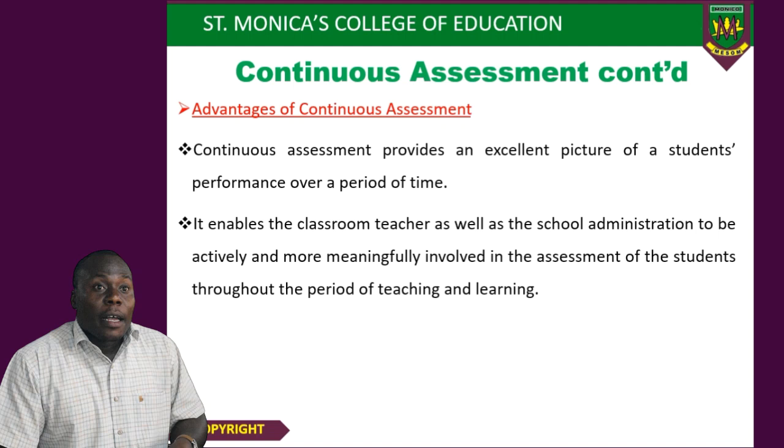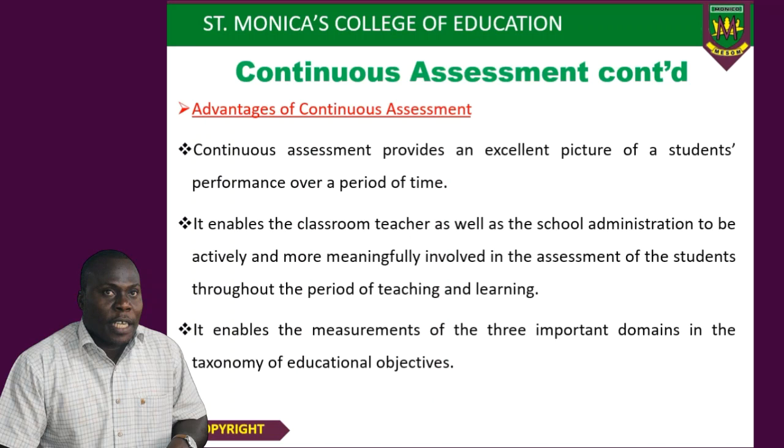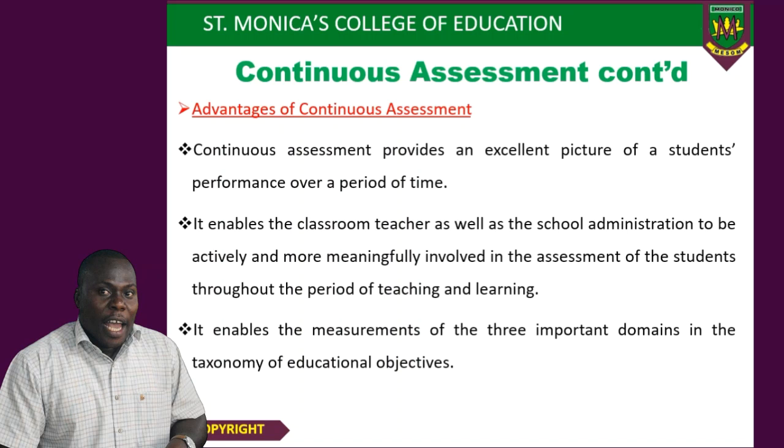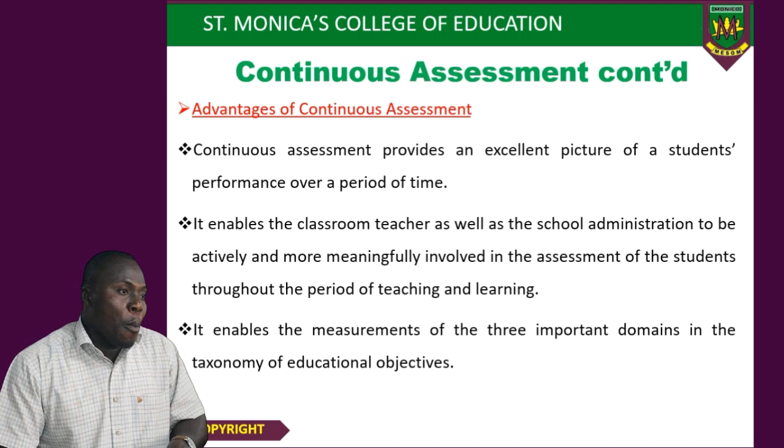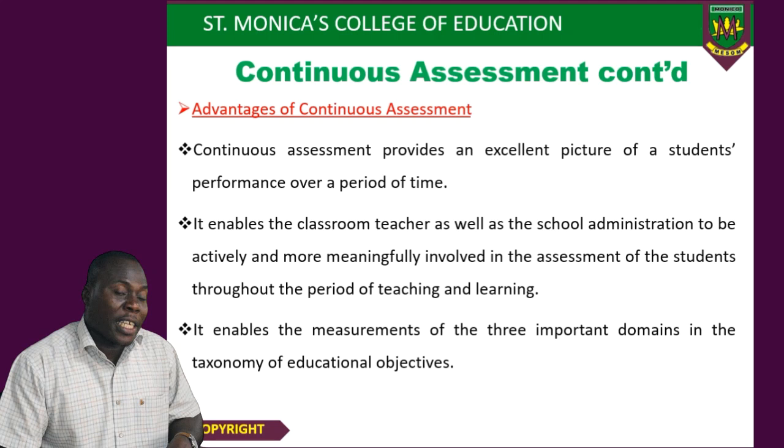The next advantage we'll be looking at is that it enables the measurement of the three important domains in the taxonomy of educational objectives. I've hinted at this earlier. In the taxonomy of educational objectives, we have three main domains: cognitive, affective, and psychomotor. Cognitive is the knowledge aspect of the individual. Affective is the attitude or the social aspect of that individual. And psychomotor is the skills.